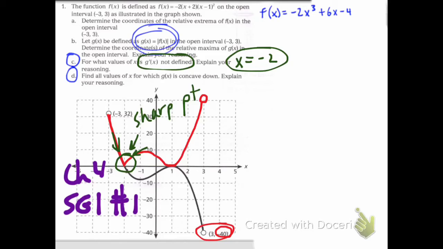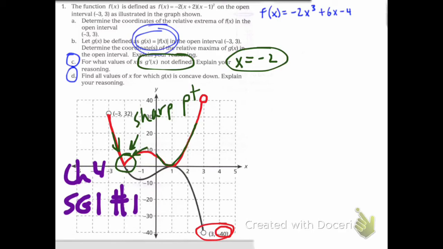Okay? And then part D, we're trying to figure out all values of x where g of x is concave down. So what we really need to figure out here is the inflection point. We can see that g of x would be concave up right in here, and so we don't have to worry about that. But we can see also that g of x is concave down right in here somewhere, and somewhere along the way g of x makes that transition into concave up.